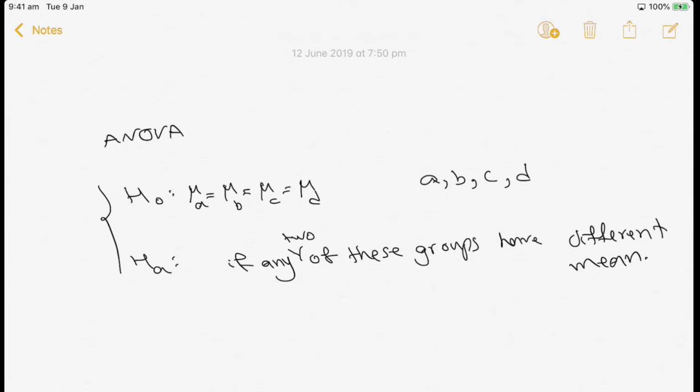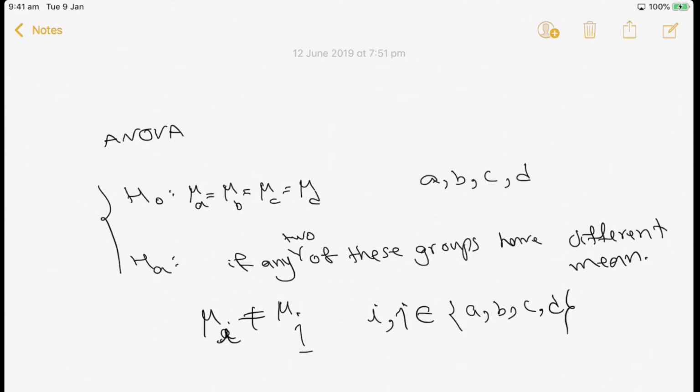We can also write this in mathematical terms. In mathematical terms, you can write mu of i not equal to mu of j, where i and j are all in A, B, C, D. So you can replace i with any of them, and you can replace j with any of these values. That's how you write the null and alternative hypothesis.